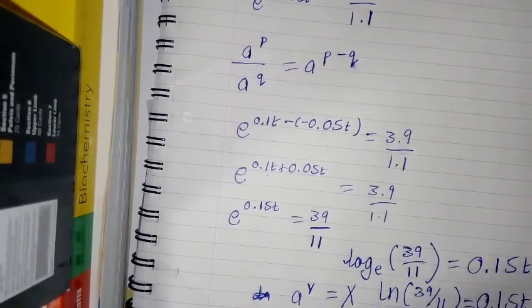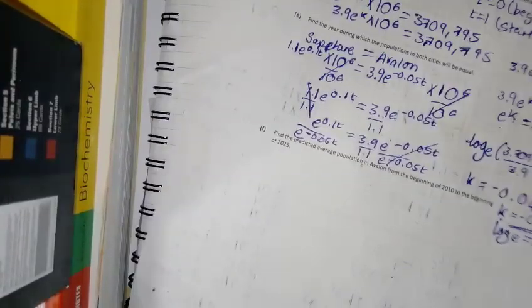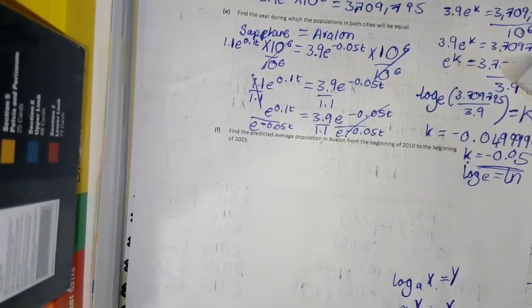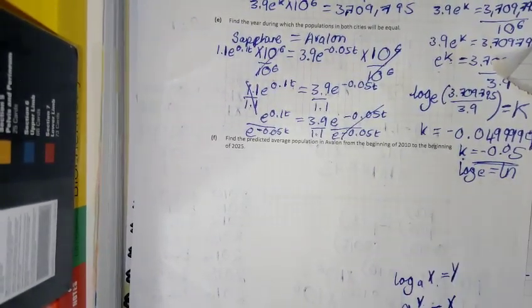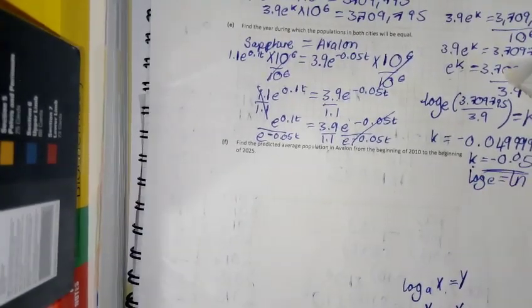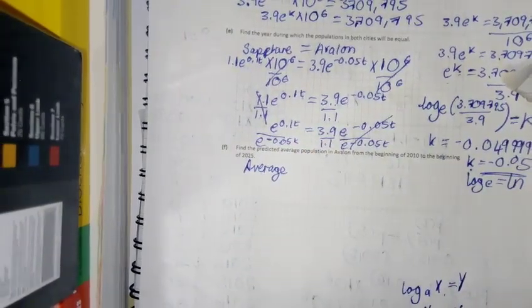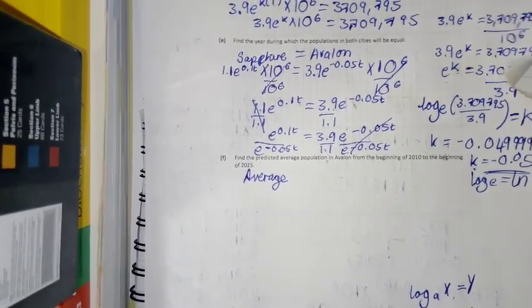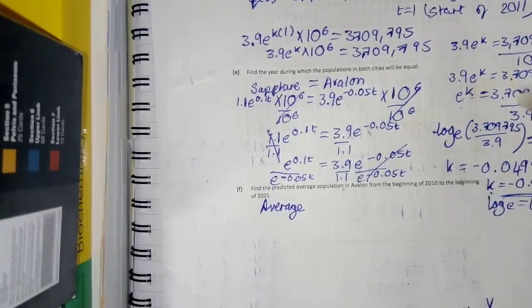So then the next part of that question, we're asked to find the predicted average population in Avalon from the beginning of 2010 to the beginning of 2025. When we see average, this isn't exactly logs, this involves calculus, so we're going to have to use integration.